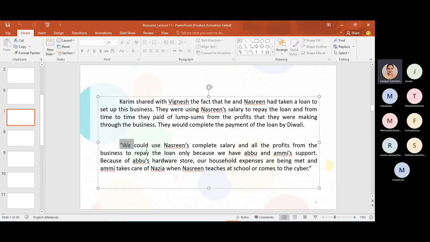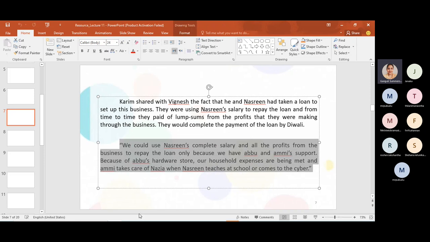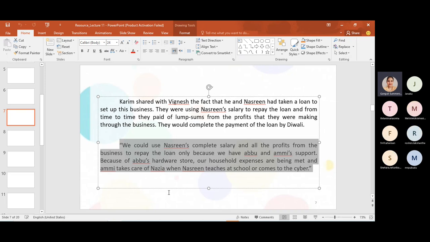So this is what Karim says: we could use Nasreen's complete salary and all the profits from the business to repay the loan, only because we have Abbu and Ammi's support. Because of Abbu's hardware store, our household expenses are being met, and Ammi takes care of Nazia when Nasreen teaches at school or comes to the cyber.